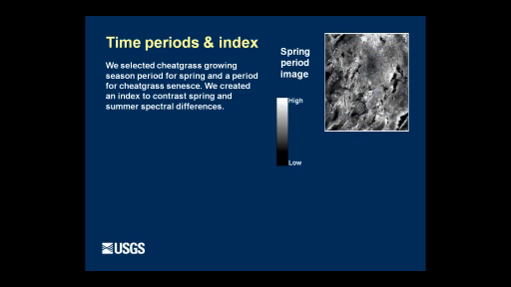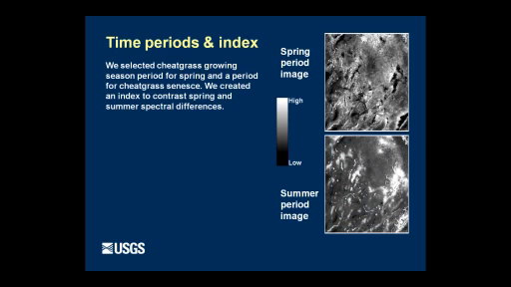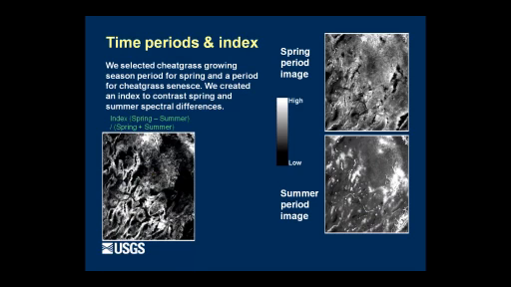Now, this image that I'm showing here is a picture of the spring period image. The bright areas are areas where vegetation growth is higher, and the darker areas are where vegetation growth is lower. Now, if you look at the summer image, you can see kind of a reverse: areas that were brighter in the spring are typically darker in the summer image, and areas that were dark in the spring are now brighter in the summer image. And when we generate our index, where we take the spring image, subtract out the summer image, and divide by the spring image plus the summer image, we get our cheatgrass index.